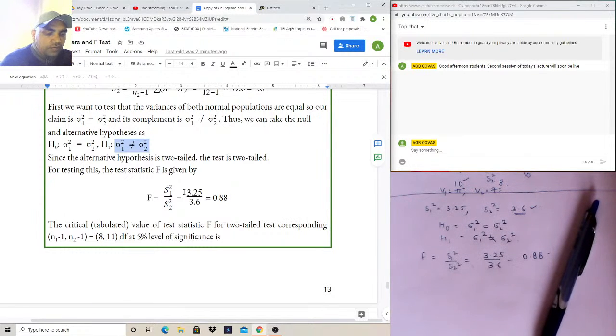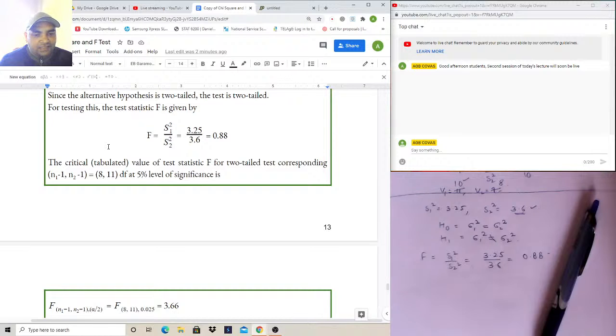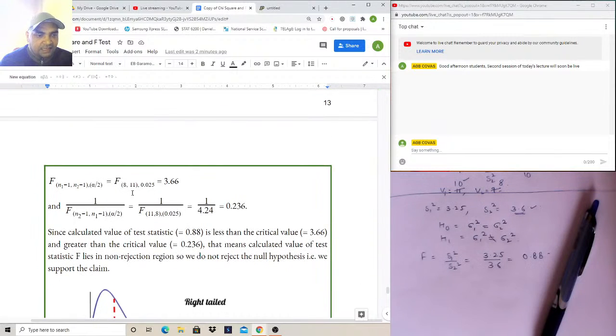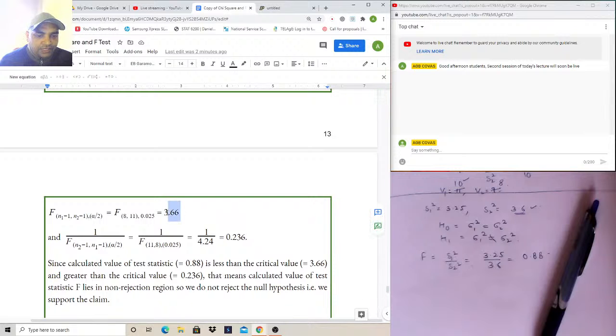Now we have to find the critical tabulated value of the test statistic for a two-tailed test. Because there is an inequality sign in the alternative hypothesis, it is a two-tailed test. We have to see the right tail as well as the left tail, right? The critical tabulated value of the test statistic for the F two-tail test corresponding to n1 minus 1, n2 minus 1, that is 8 and 11 degrees of freedom at 5% level of significance, for 8 and 11 degrees of freedom, came out to be 3.66.